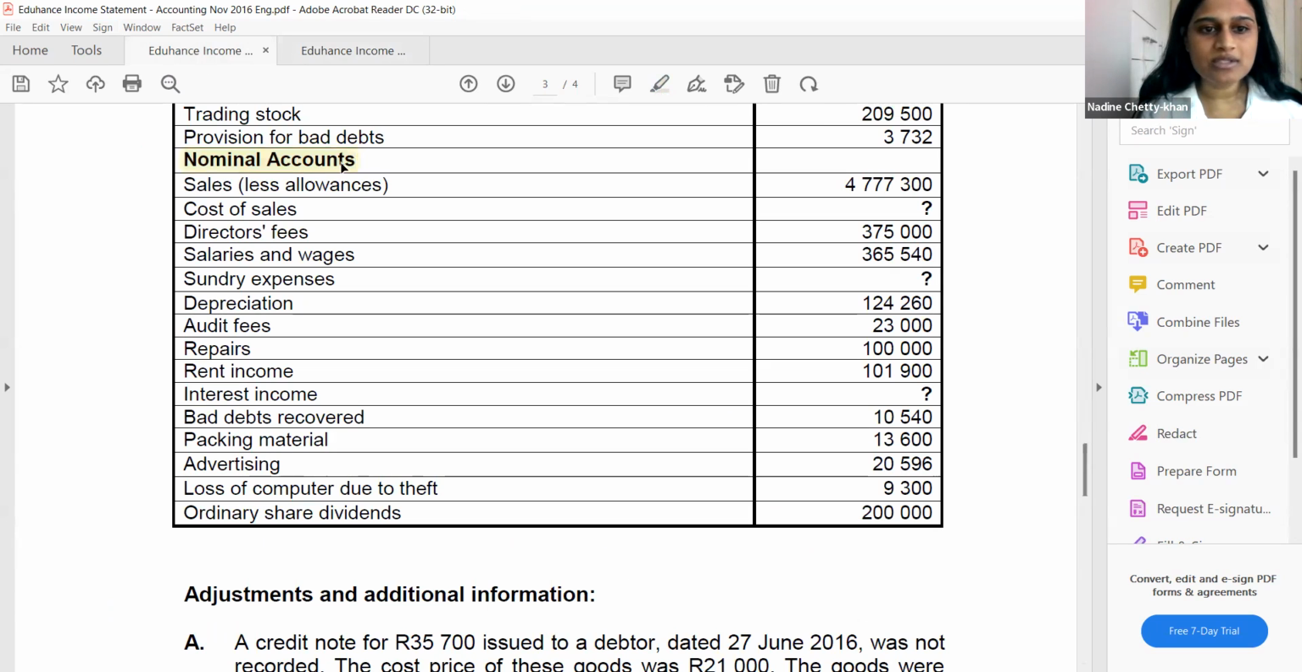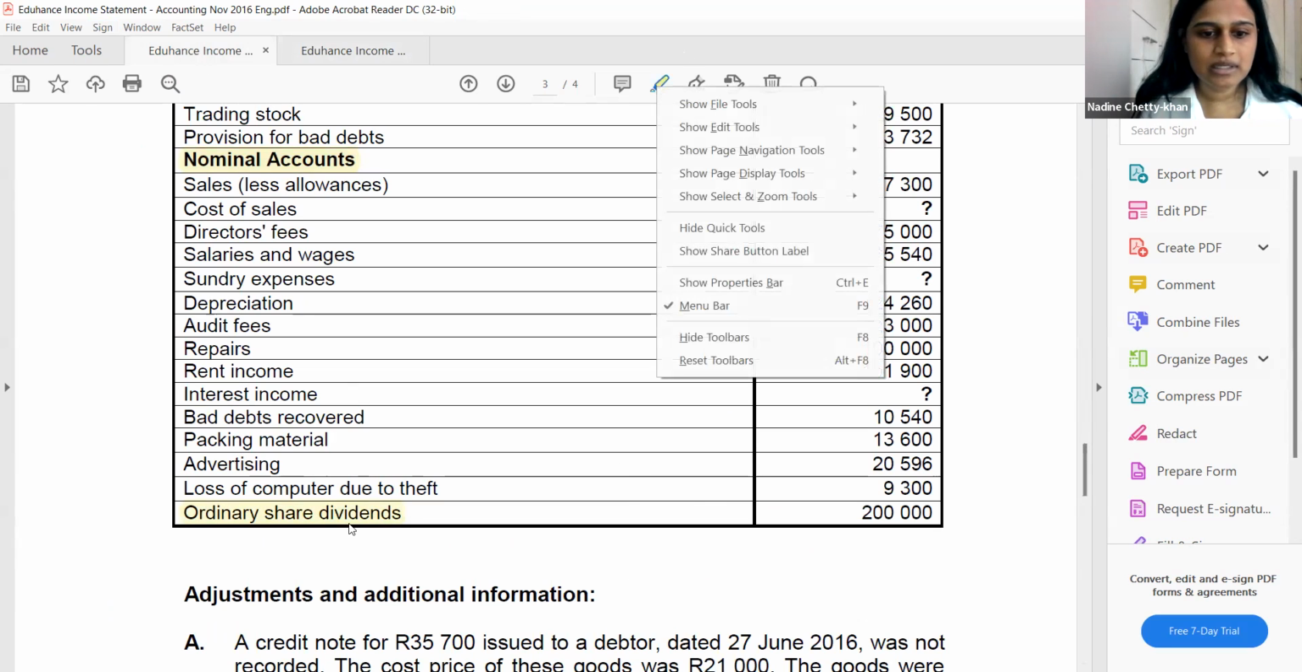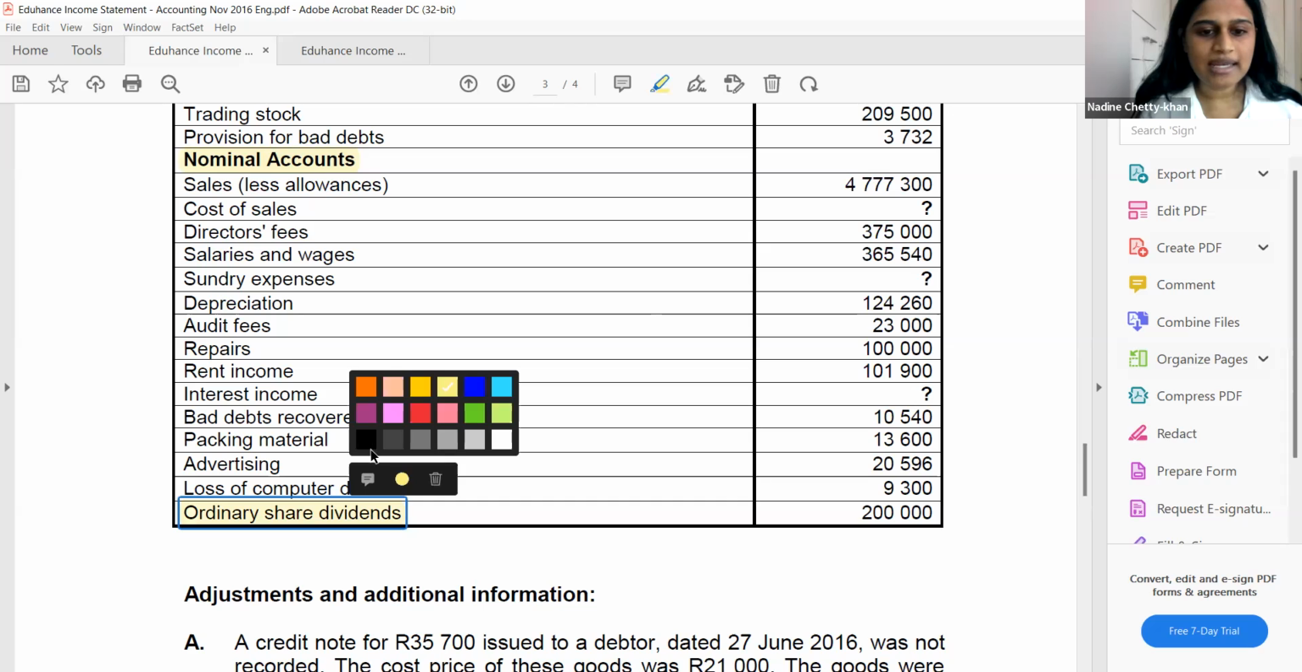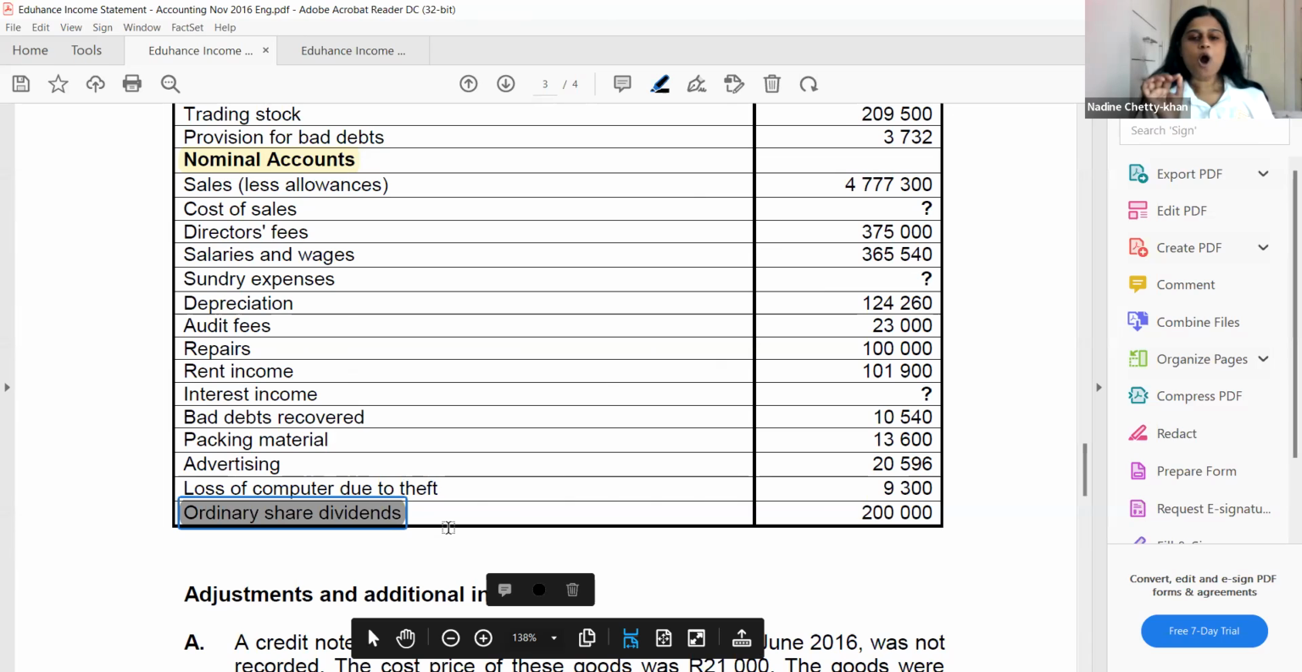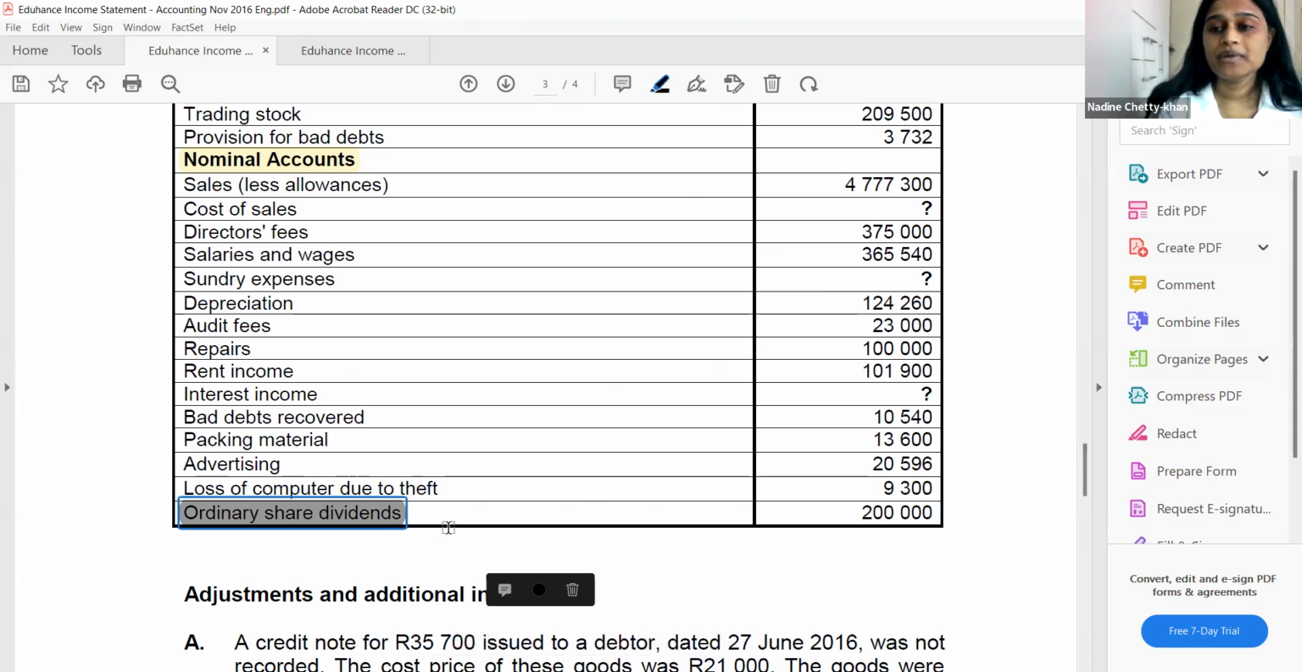Highlight the nominal account section because that's all our income statement line items. But for ordinary share dividends, I want you to take a nice dark color and eliminate it. Ordinary share dividends falls under the nominal account section. But remember, ordinary share dividends is dividends paid to shareholders. Any transaction that deals with shareholders does not come in your income statement.